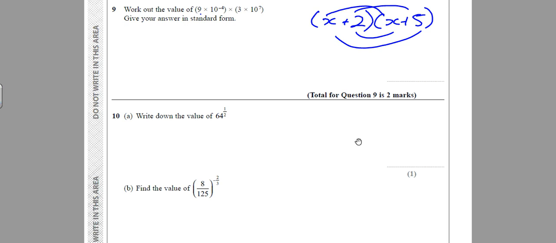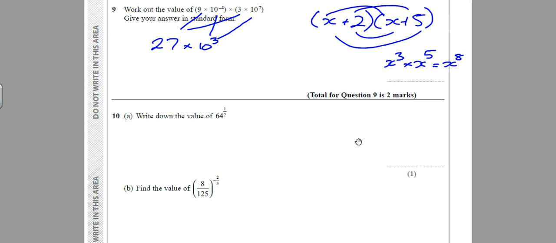So when we multiply standard form numbers, the first thing we do is multiply the main numbers together, so 9 times 3. 9 times 3 is 27, and then we're going to multiply these powers together. Just like if you had x cubed times x to the power of 5, we add the powers. So that's going to be x to the power of 8. So 10 to the power of minus 4 times 10 to the power of 7 is going to be 10 to the power of 3.